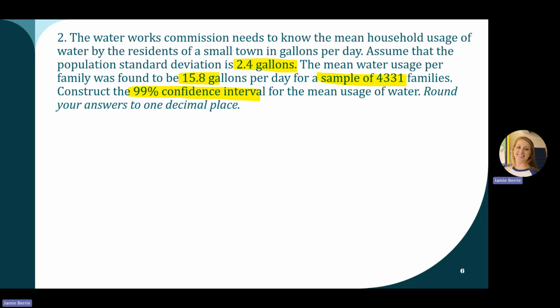I think that's a great way to just kind of guide your thinking whenever you're doing these problems. If you come back and look at them later, you'll easily be able to figure out exactly what you were thinking. All right, so sigma, the population standard deviation, was 2.4. X bar, the sample mean, they told us was 15.8. We didn't have to calculate it. The sample size was 4331. And then my confidence level, remember in decimal form, that would be 0.99.